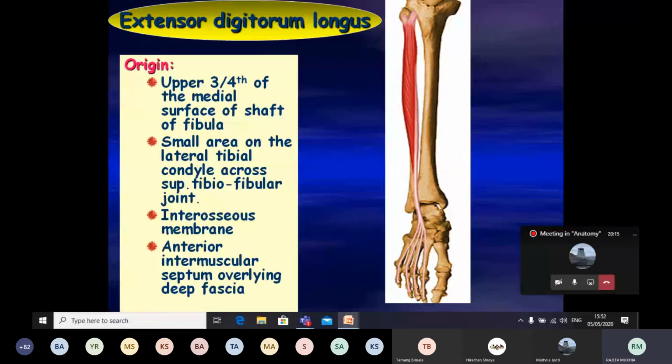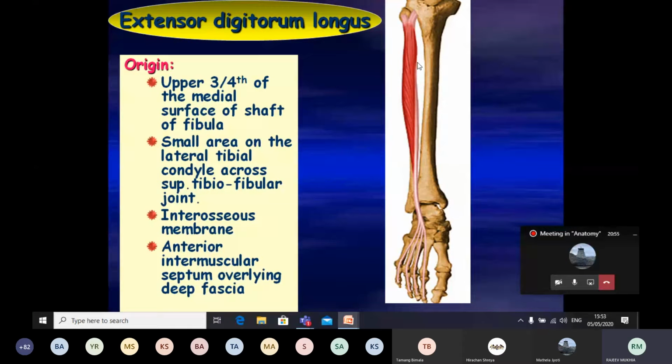Coming to the next muscle, that is the extensor digitorum longus. Here in this figure you can see this muscle, the extensor digitorum longus. It is arising from the lateral condyle of the tibia. It is taking origin from the head of the fibula. It is also originating from the upper 3/4 of the medial surface of the shaft of the fibula, and also from the adjoining interosseous membrane.